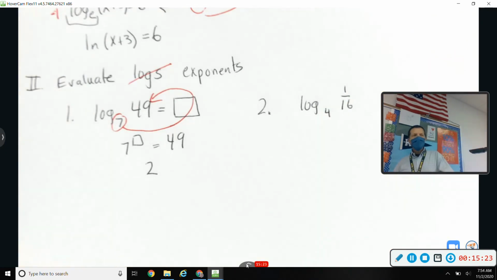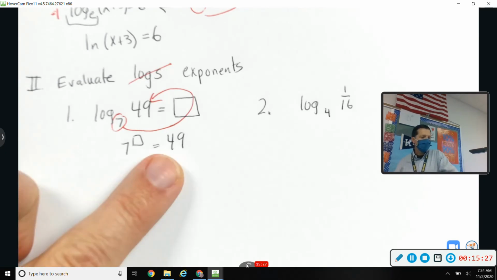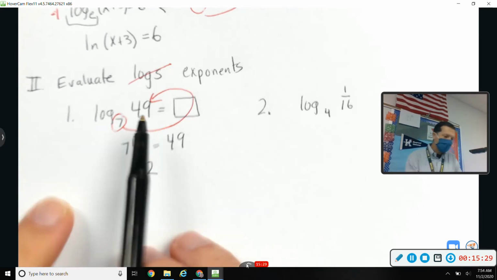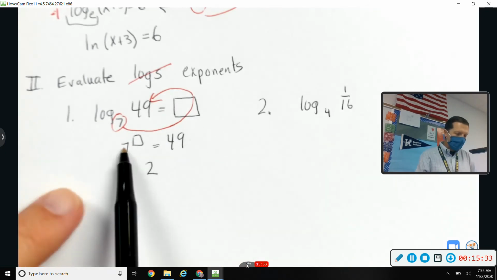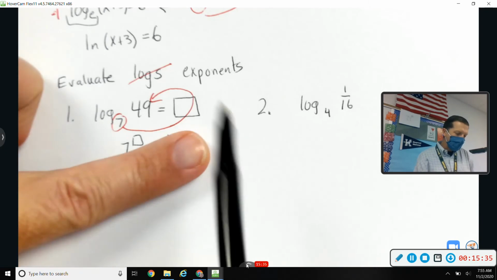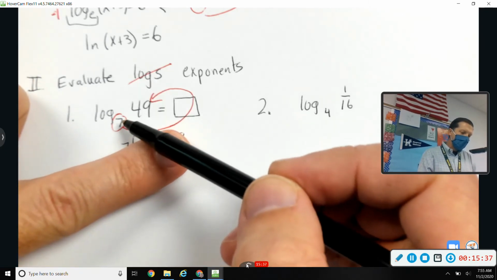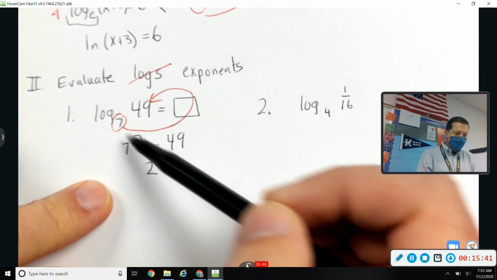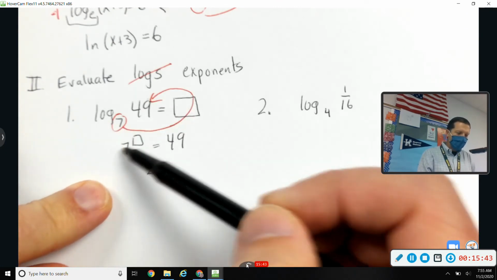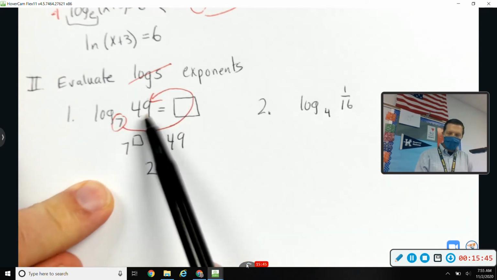Some of you will get to where, if you know exponents well enough, you don't write that step, but you're still doing that step in your head. That's the only way you answer this question. So even if you don't write 7 to something equals 49, in your head you're thinking, okay, this means 7 raised to something is 49. So even if you skip drawing the fish hook and writing the line, your brain is still doing that.